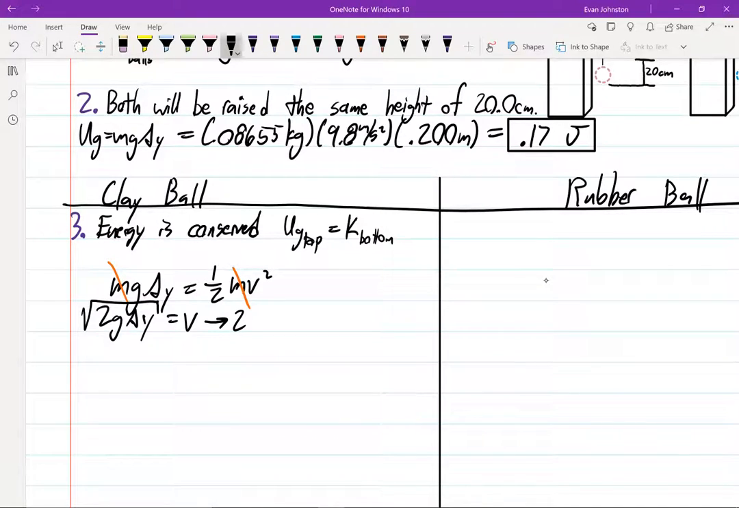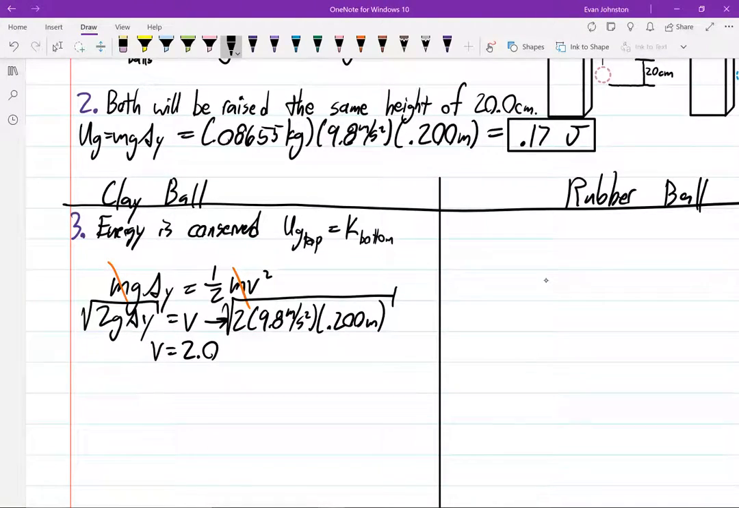Plugging in there, I have 2 times gravity times how high up we picked it up, so 0.200 meters, and don't forget the square root. That gives us a velocity of 2.0, a really nice, easy number, meters per second. And it said, what is the velocity right before it hits? That's the velocity. All the energy was potential and it all became kinetic. And so for that to be conserved, this is how fast it must be going right before it hits the block.